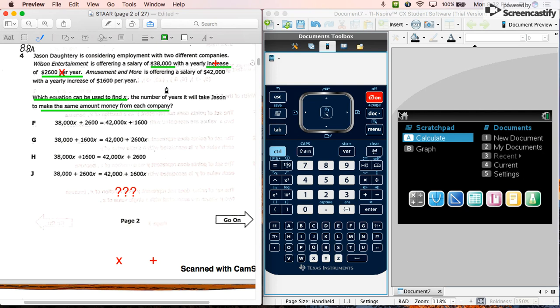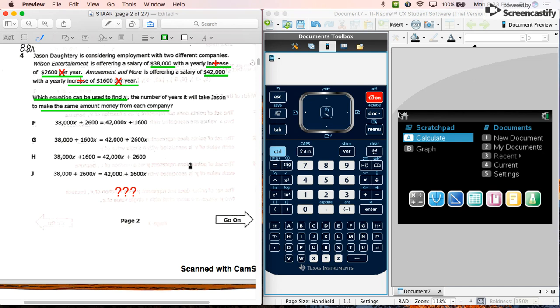Okay, let's keep going. Amusement and More is offering a salary of $42,000 with a yearly increase of $1,600 per year. Same thing, I have the word increase. I need to put a plus through that. And then I have the word per. I need to put an X through that.